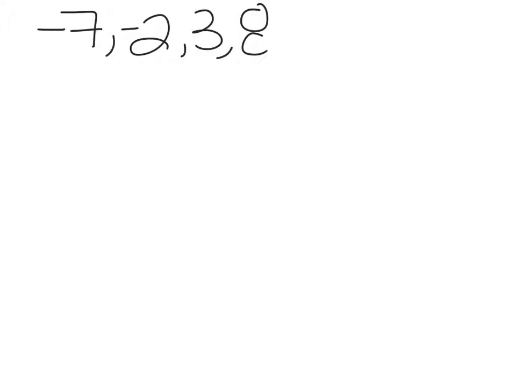So number 5 says, describe the given sequence using complete sentences, then write the explicit rule for the nth term of the sequence. So let's do the first part. Describe the given sequence using complete sentences. Well, the sequence I'm given is -7, -2, 3, and 8. So let's write complete sentences. So let's start with the obvious.